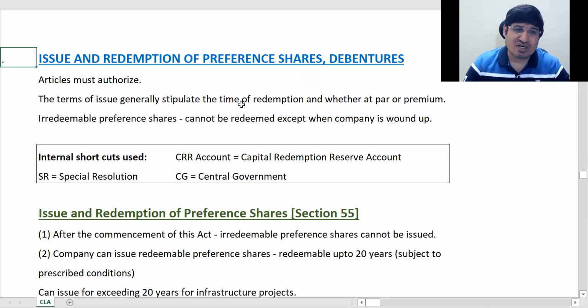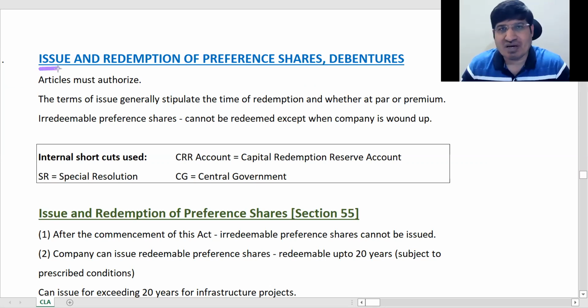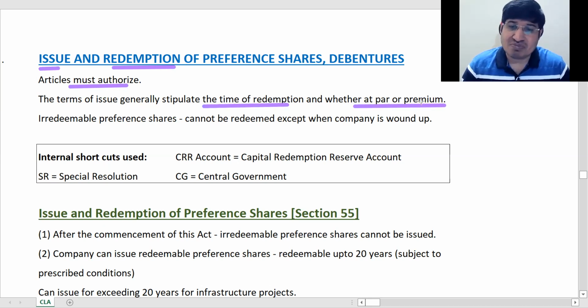So now here we are focusing more on redemption than issue, right? Issue of preference shares is also very similar to the issue of your normal equity shares. Okay, we are talking about redemption here. So articles must authorize. Okay, and terms state the time of redemption and whether redemption is at par or premium. Now remember, this premium is a loss to the company because they are paying extra money to the shareholders. So this premium is not profit.